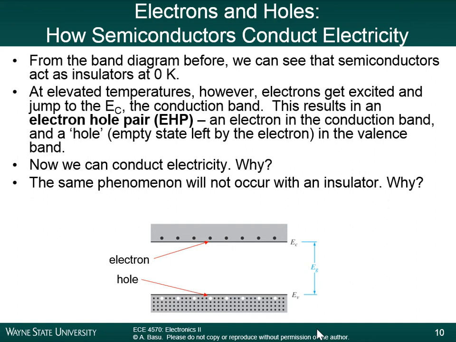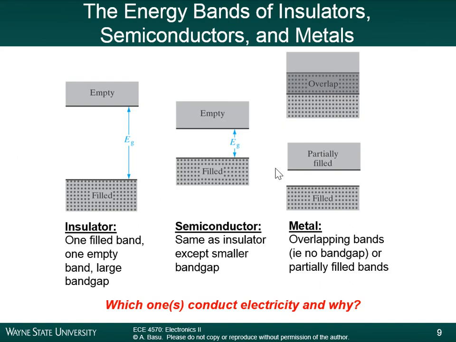A semiconductor at absolute zero, at 0 Kelvin, will not be conductive. The valence band will be completely full, and the conduction band will be completely empty. If, however, you have enough temperature, at room temperature, a few of these electrons are going to go up into the conduction band. That creates electrons in the conduction band and empty states in the valence band.